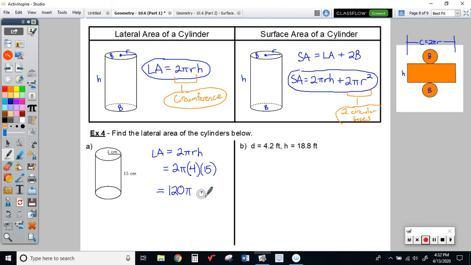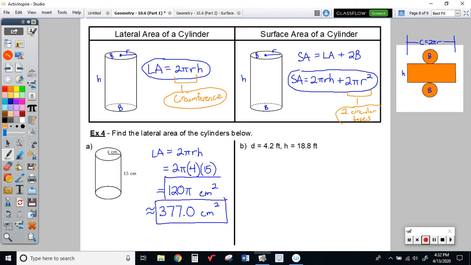And then units is centimeters squared. This would be an exact answer in pi form. You may be required to know what that is. Take the time to plug that into a calculator. So pause the video for a moment, take out your calculator if you don't have it out, and type that in. Let's make sure you get the same thing as what I've got here. If I round this to the nearest tenth, those will be my verbal directions here, I got 377.0 centimeters squared.